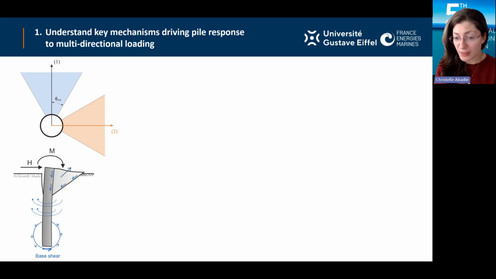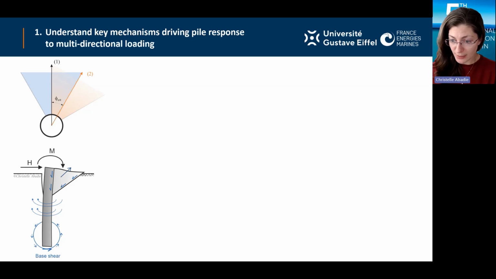But if this angle is smaller, as shown on the next slide, then those two wedge mechanisms are going to interact with each other. Now, the reasoning behind our first test campaign was to do simple monotonic tests, but with different angles of variation to study this interaction between the two wedge mechanisms. And this is a test campaign we performed.